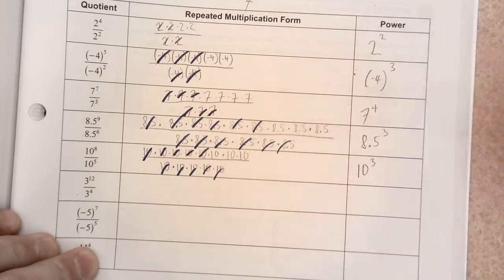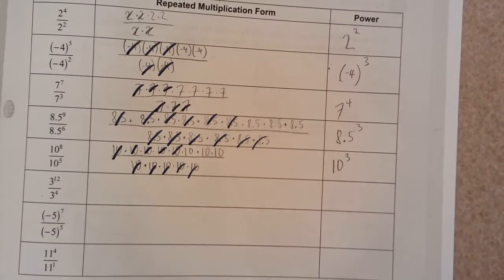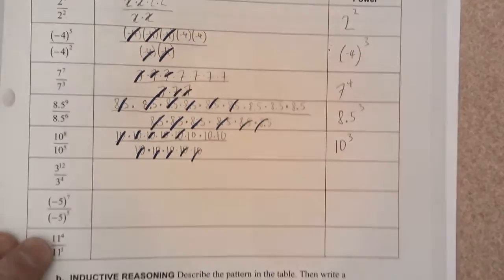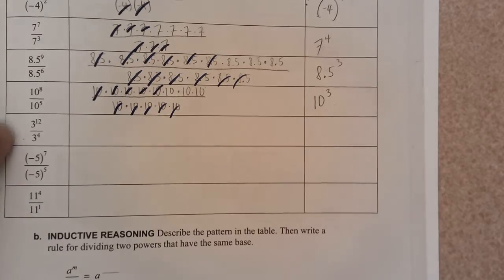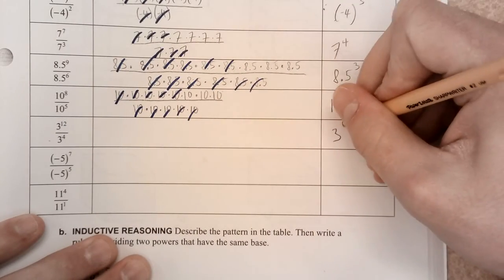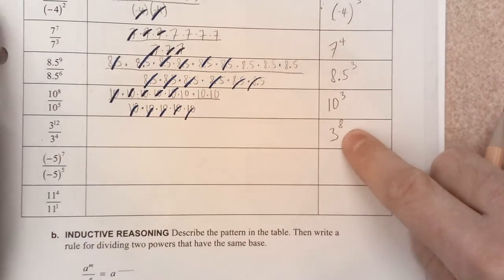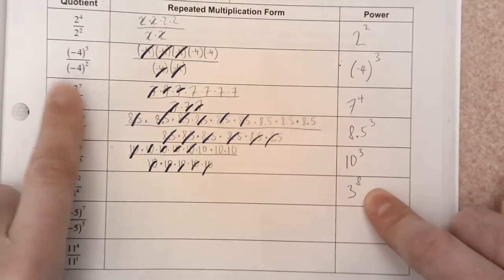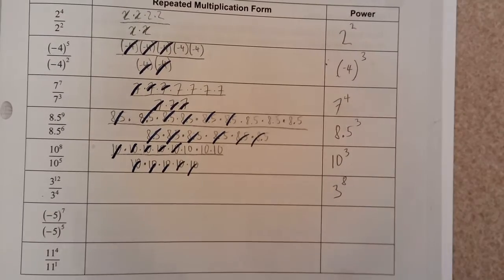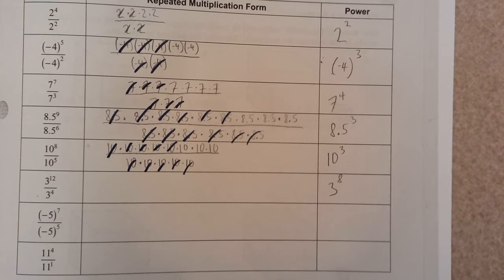Okay. Now at this point, I'm just going to go ahead and tell you, I know that I can write these answers here. I know that this is 3 to the 8th power, because I've found a pattern from the original quotient all the way to the power. If you haven't figured it out yet, feel free to pause and try to figure it out yourself, or I'm just going to tell you right now.